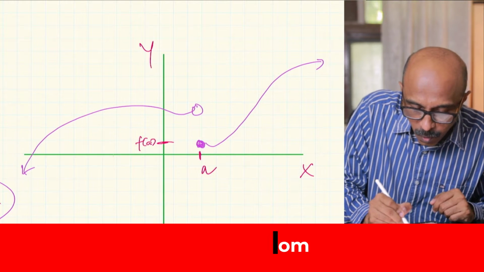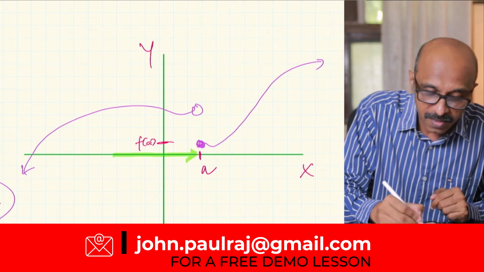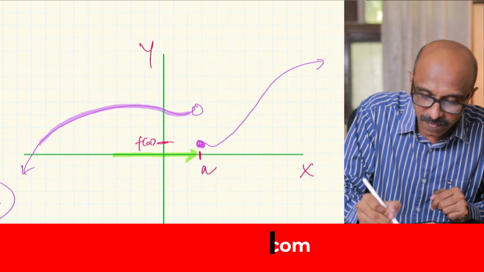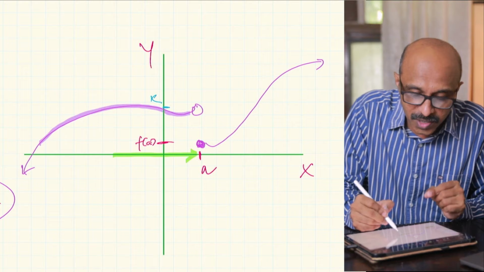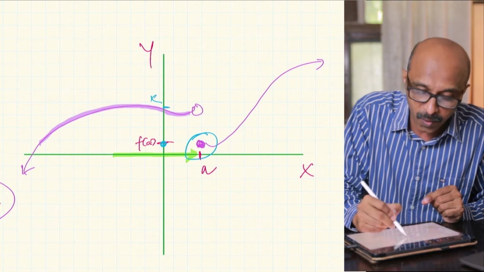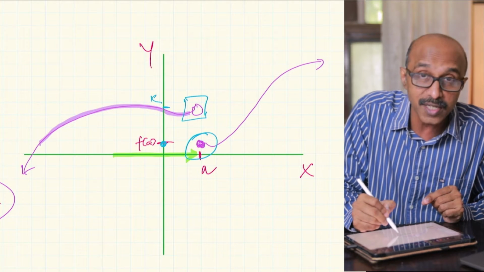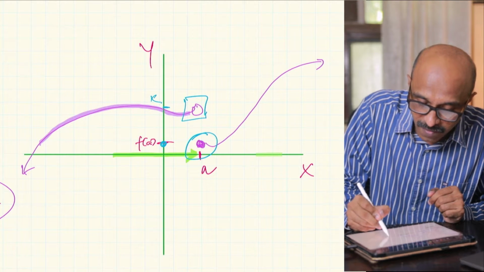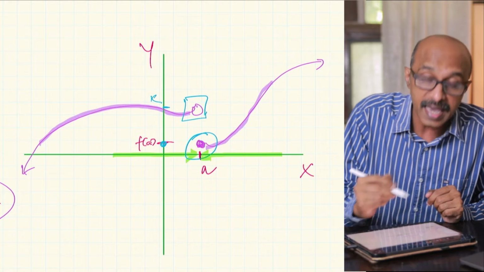So as x approaches A from the left-hand side, the values of the function are approaching a value, let's call that value k. They're not equal to k, because at A the value of the function is f of A. There is a hole here, but the value of the function is f of A at x equals A. And then on the right-hand side, as x approaches A from the right-hand side, the values of the function are approaching f of A.